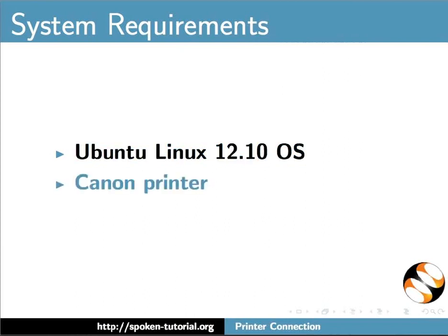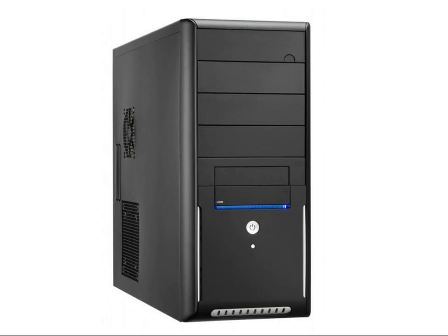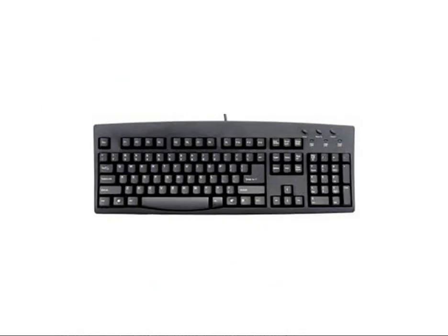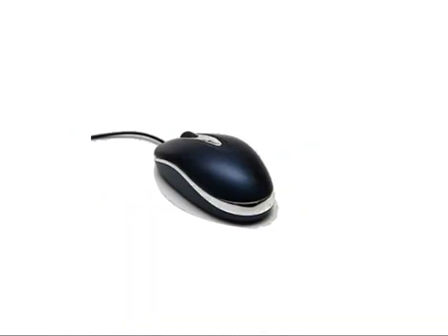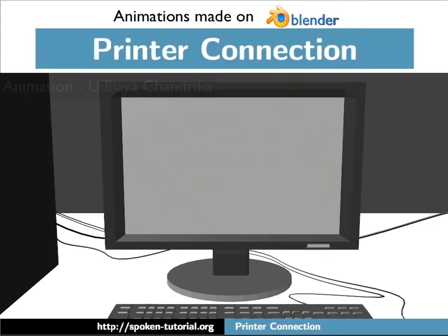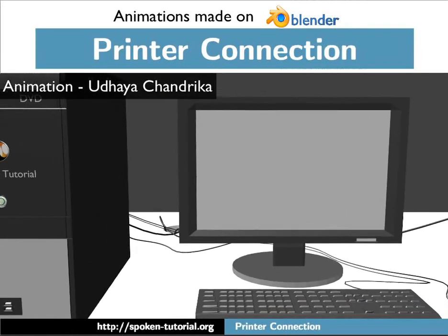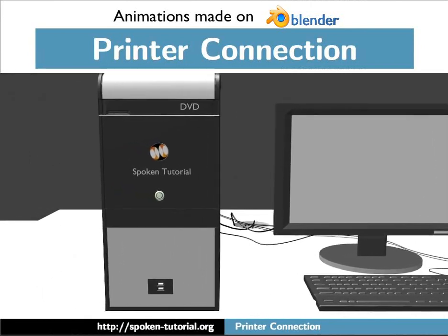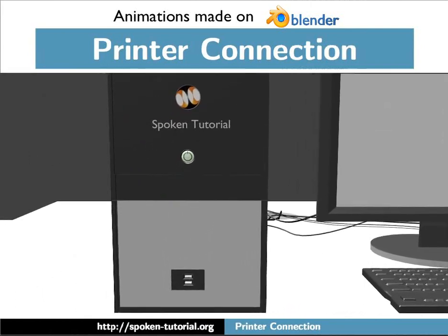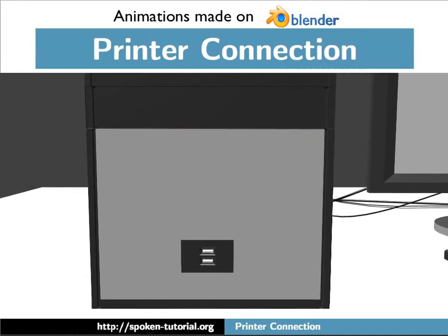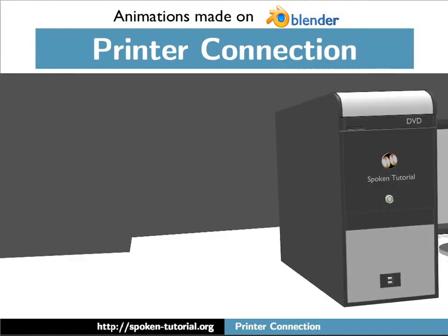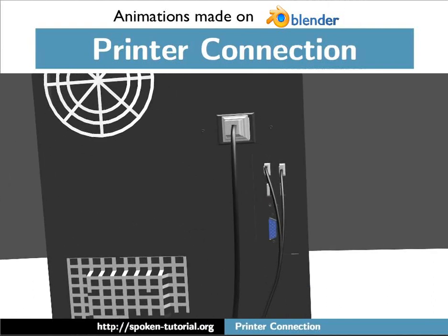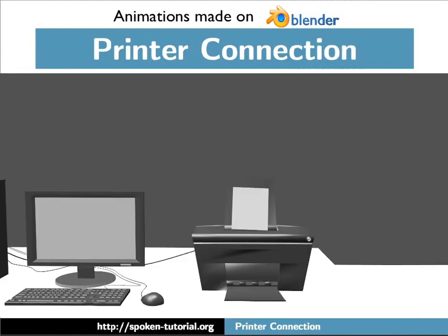Let me quickly introduce you to the various components of a computer. This is the CPU, monitor, keyboard, mouse, and printer. Let's look at the CPU. In most of the CPUs, there are some USB ports in the front and some at the back. Now, let's have a look at our printer.